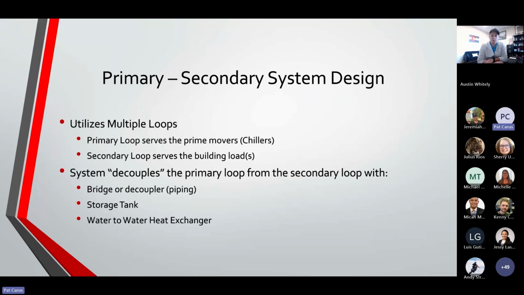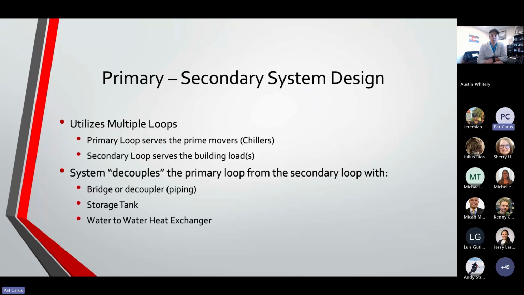But in this case, for those who aren't familiar with primary and secondary design, you have multiple loops. The primary loop serves the prime movers, which are the chillers, whether they're an air-cooled chiller or a heat recovery machine. Conceptually, it's all the same. Primary loop handles the chillers. Secondary loop serves the building itself. In a primary-secondary system, the system decouples that primary loop from the secondary loop with one of a number of technologies, either a bridge or a decoupler, piping basically, or a storage tank, or another heat exchanger employed in the system somewhere for some reason.